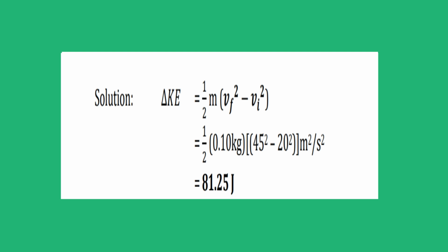For our solution, we're going to use the formula for change in KE is equal to 1/2 m v squared, or substituting v as the change in the speed of the object, v sub f squared minus v sub i squared, or the final speed minus the initial speed. Substituting the given into the formula, it is equal to 1/2 multiplied by 0.10 kg multiplied by 45 squared minus 20 squared meters squared per second squared. The answer for the change in KE is 81.25 joules.